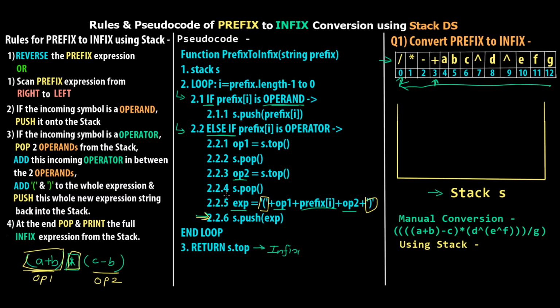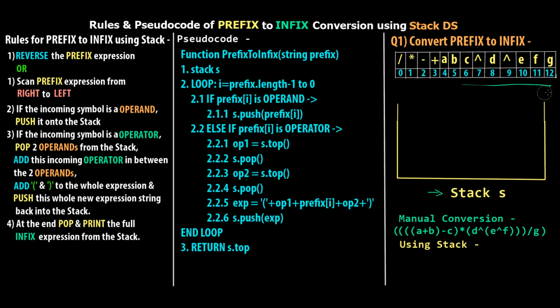But now let's actually dry run this entire pseudocode, because that's how we actually understand exactly what is happening in the stack and how we get the entire infix expression from this prefix expression. Okay, so first things first, we create this stack. Step number 1 is done. At step number 2, we are going to loop from prefix.length minus 1, which is 12, to 0. Okay, so we will start from index position 12.